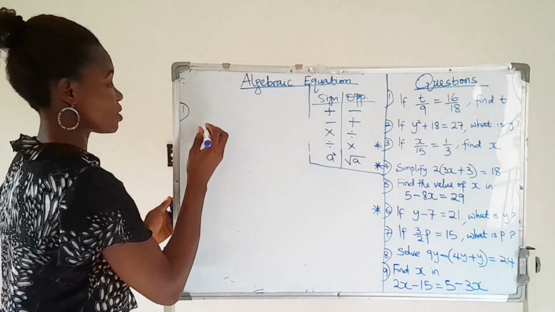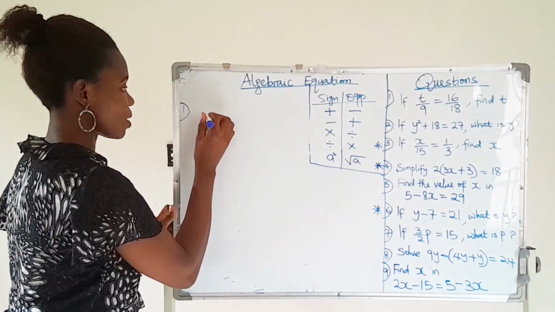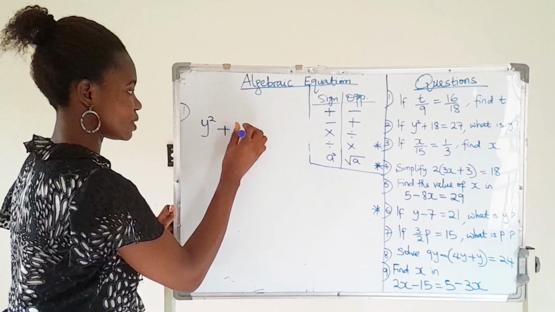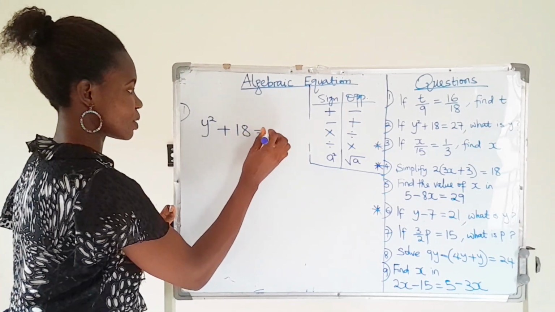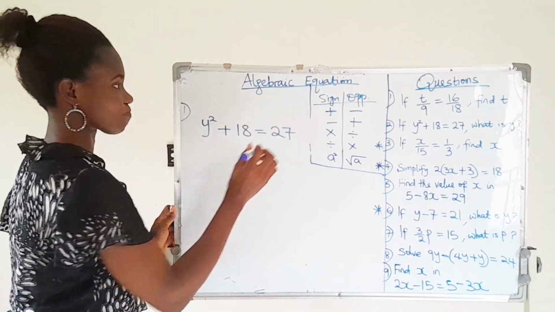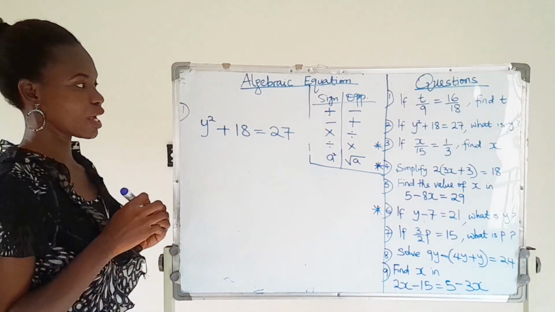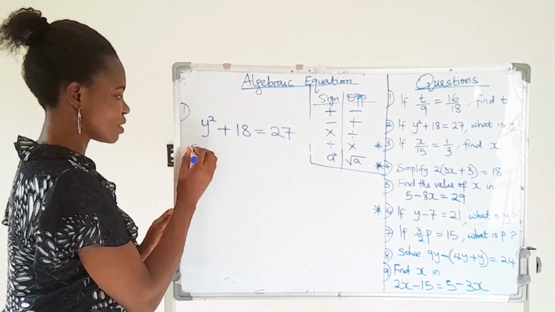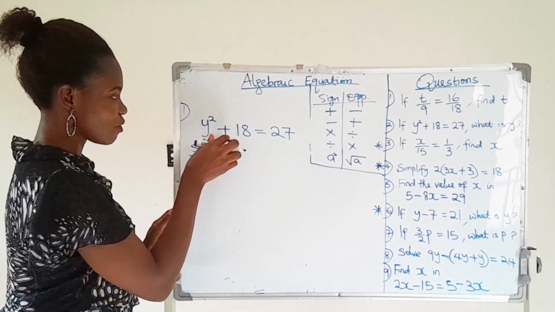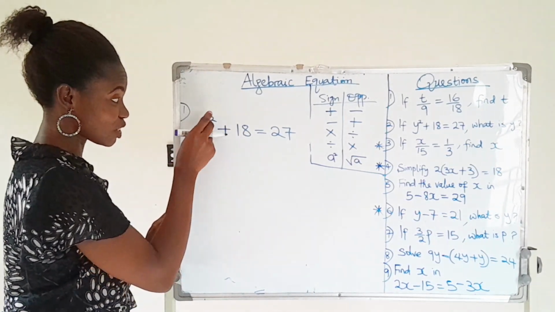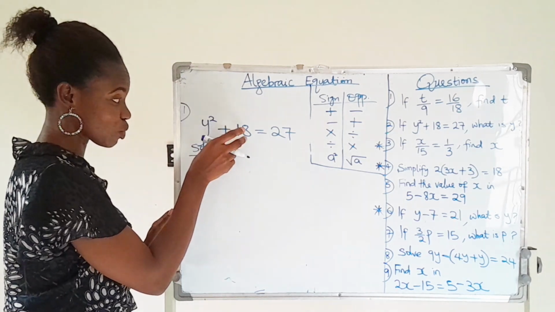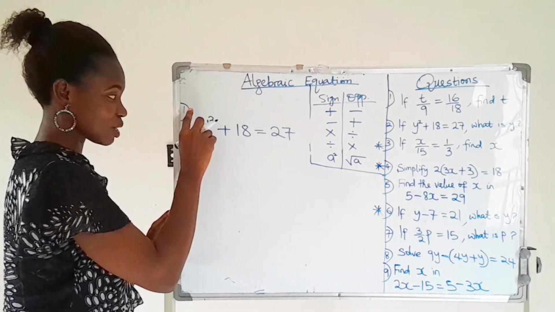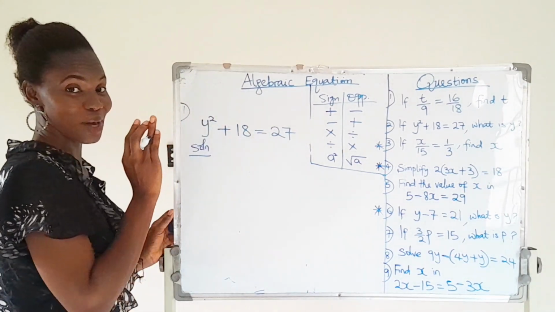Okay, right. Number 2 says y squared plus 18 is equal to 27. Okay, we start by looking at this. First of all, we have two relationships here, the squared relationship and the addition. So we start with the addition relationship. Let's move this 18 to this side so that only y squared will remain, so we can now attack it.